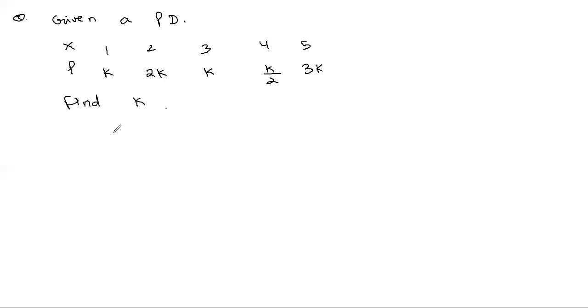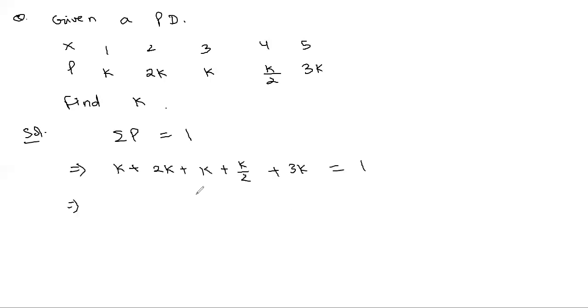So we know that the sum of probabilities comes out to be 1. So it means that the sum of k plus 2k plus k plus k by 2 and 3k must be equal to 1. We find this sum is 7.5k, which is 1, or it can be 15 over 2 k, which is 1. So the value of k should be 2 over 15.